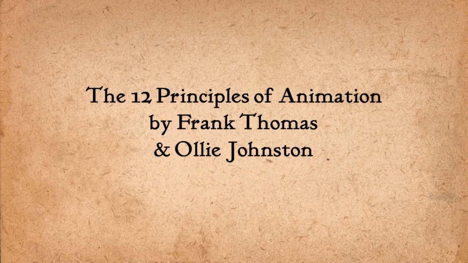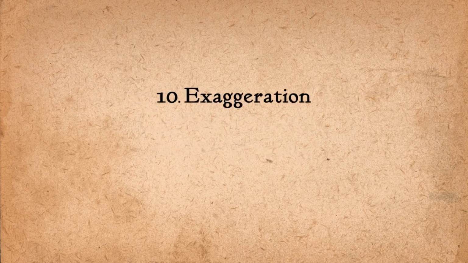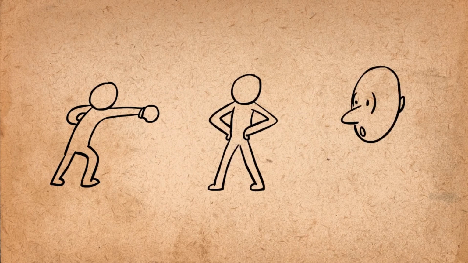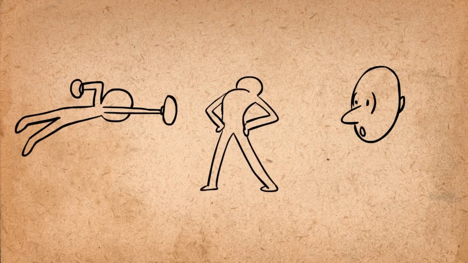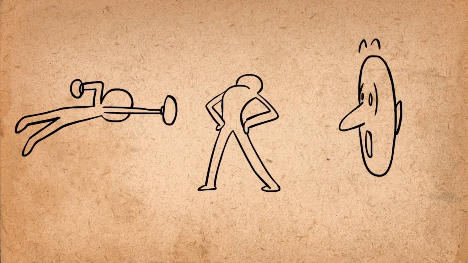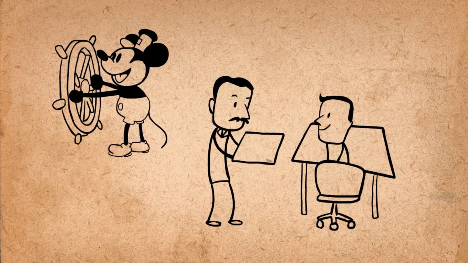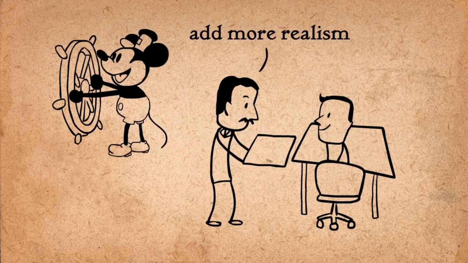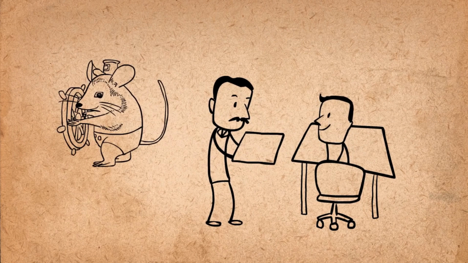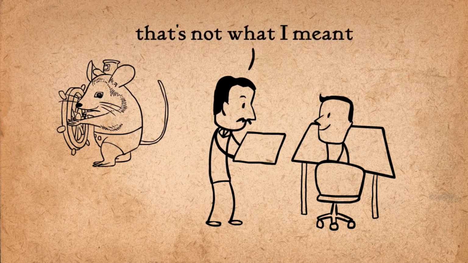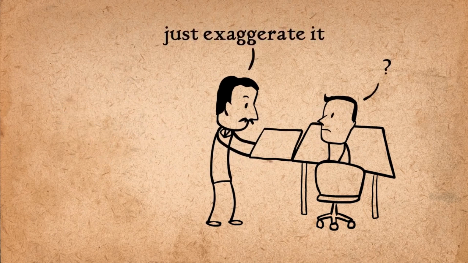So the next principle is called exaggeration. Basically, every action, pose, and expression can be taken to the next level to increase the amount of impact on the viewer. So the early animators at Disney would get confused because Walt would tell them to add more realism, but then when they changed it, he would criticize the result because it wasn't exaggerated enough. In Walt's mind, there was probably no difference.